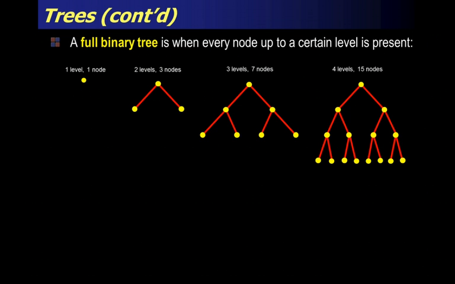Now, let's see how mathematical you guys are. Can you figure out a relationship between the level and the number of nodes? And I'm going to warn you, it's not an easy formula. So at 1 level, we get 1 node. 2 levels, 3 nodes. 3 levels, 7 nodes. So what's the relationship between 3 and 7, 4 and 15, etc.? Or x and y?